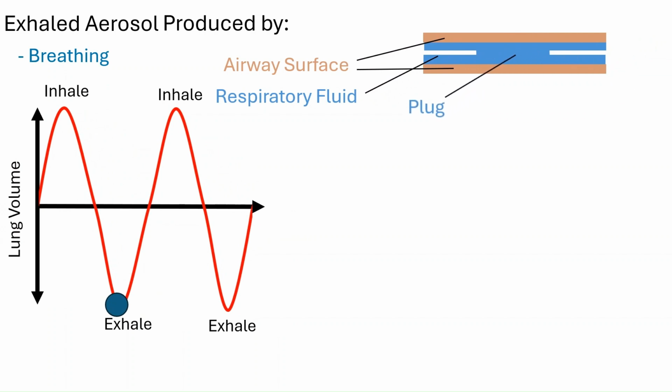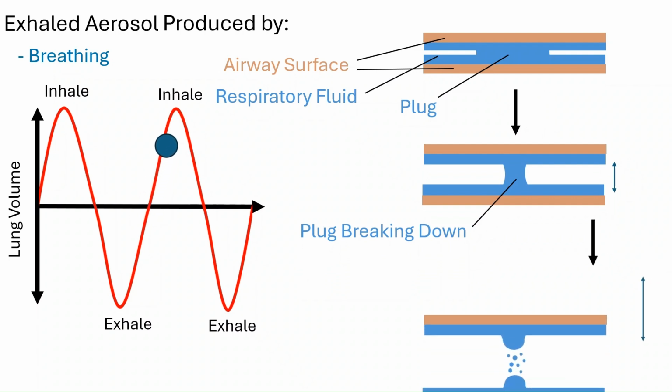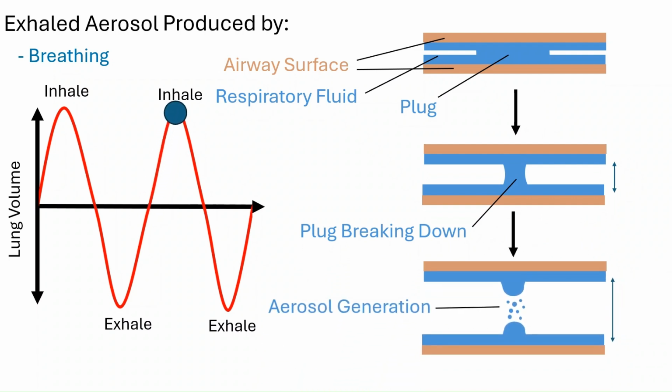Immediately prior to inhalation, the airway surfaces get close to each other. This can lead to the formation of a plug of respiratory fluid. During inhalation, as the airway expands, the plug stretches out and filaments of respiratory fluid are made. As this airway fully opens, the plug is completely broken down, which leads to the aerosol droplets being ejected. This aerosol is then exhaled.